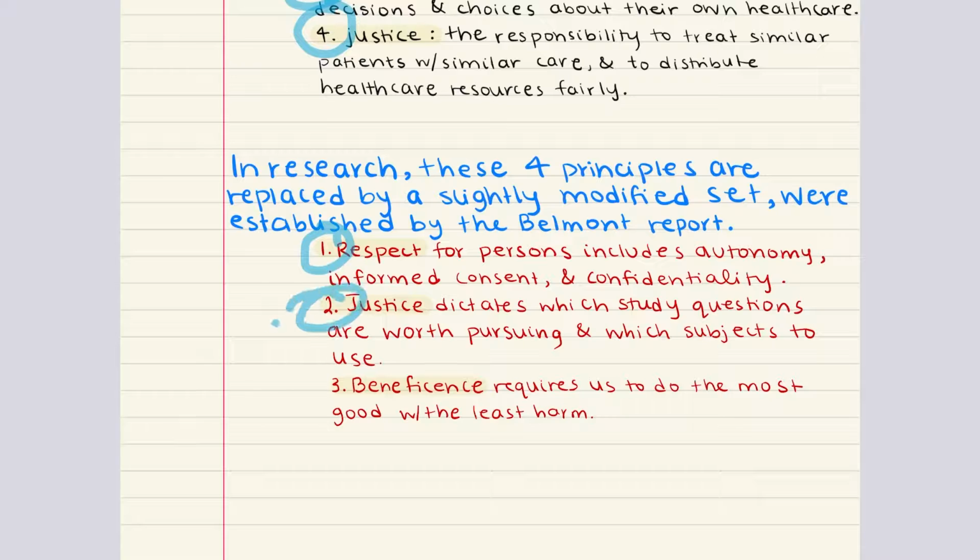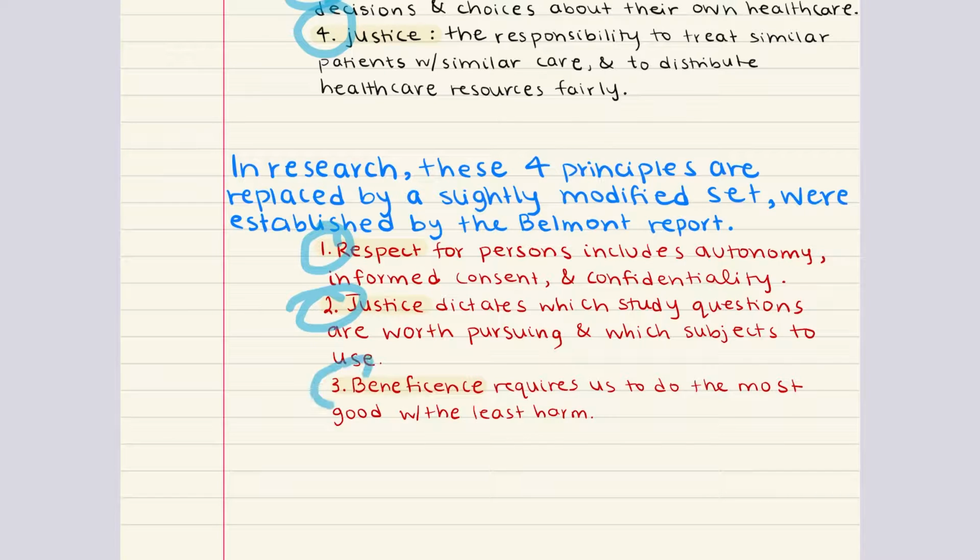The second principle is justice. In research, justice dictates which study questions are worth pursuing and how study subjects are selected. So, for example, researchers must ensure that the benefits of a study are distributed fairly across all populations and not only to those who participated in the study. So, justice also prevents the exploitation of vulnerable groups.